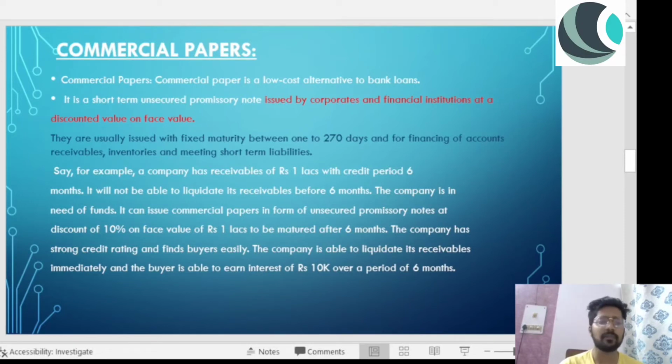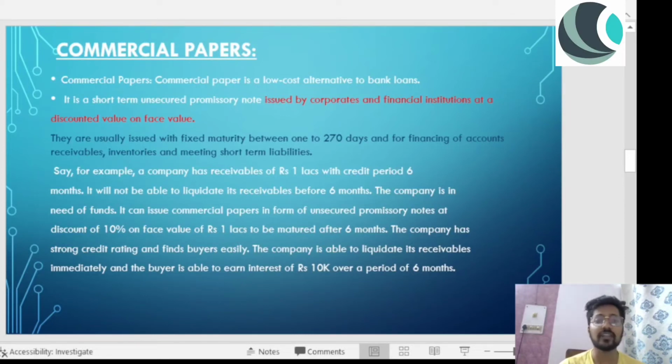So this is basically like the money market instrument that we just discussed, treasury bills, where they are issued at discounted value and redeemed at face value. They're usually issued with fixed maturity period between 1 to 270 days, and for financing of accounts receivables, inventories and meeting short-term liabilities. So these are the purposes.